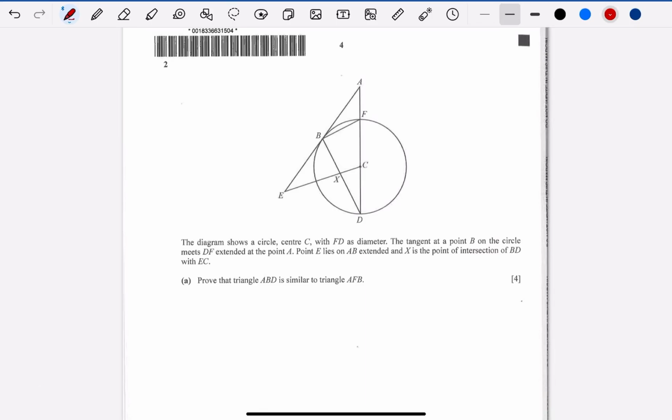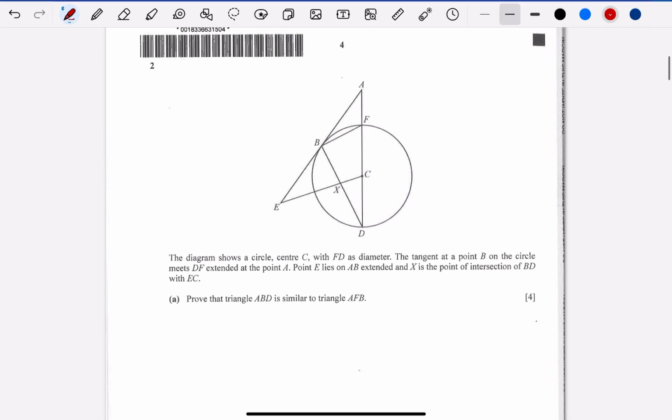Okay, so this is the 2023 paper 2 question 2 on your plane geometry. They tell you to prove that triangle ABD is similar to triangle AFB. ABD is this big one over here. Sorry, this line can be drawn a bit better. And my AFB is the small one up here.